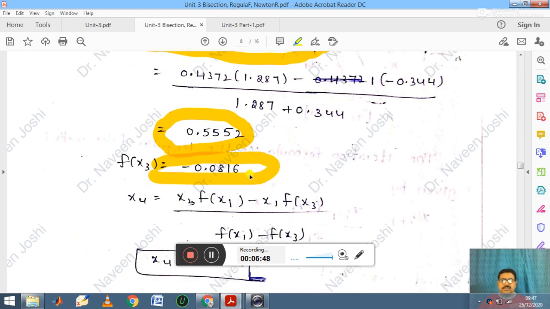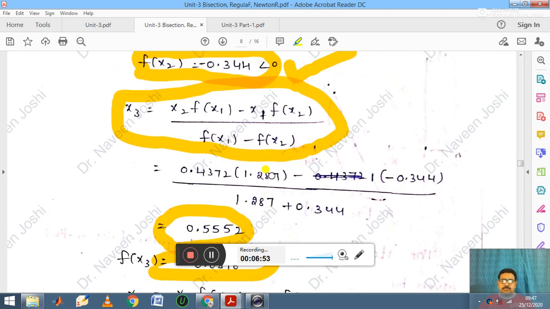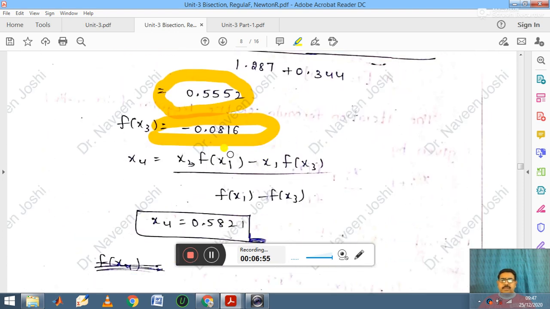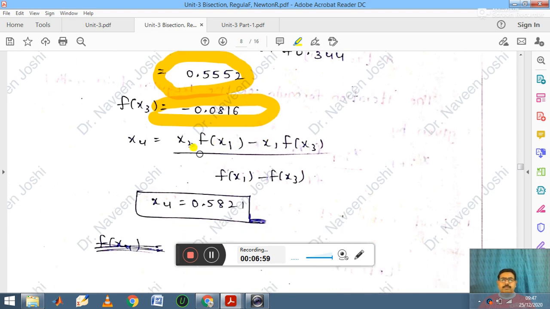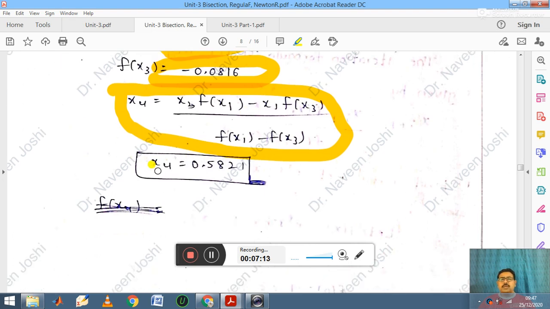So again it is giving negative. Previously x2 gave negative, now the new point x3 is also giving negative. Then to get the x4 formula, replace x2 by x3. Therefore x4 equals x3 f of x1 minus x1 f of x3, divided by f of x1 minus f of x3. So substitute the corresponding values. Therefore your third iteration value is 0.5821.